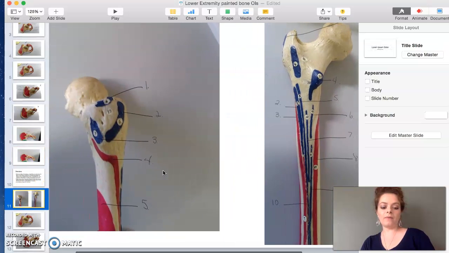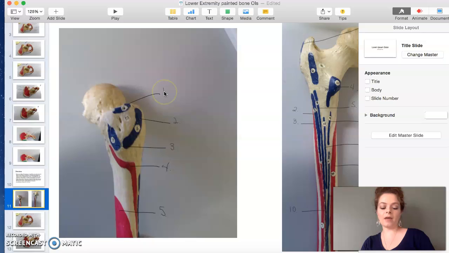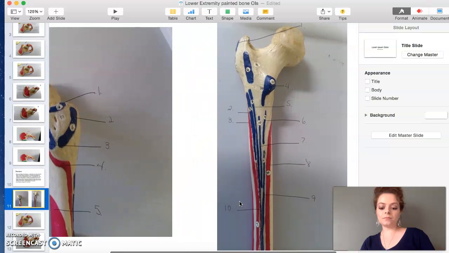Moving on to the femur on the lateral aspect. At number one, we are going to have the insertion for the piriformis. Number two, the insertion for the gluteus medius. Number three, the insertion for the gluteus minimus. And then at number four, we'll have the origin of the vastus lateralis, easy to remember because it's shaped like an L. And then at number five, the vastus intermedius.